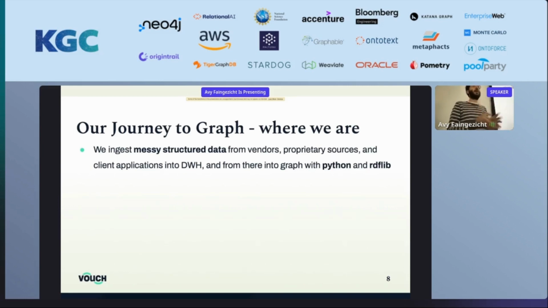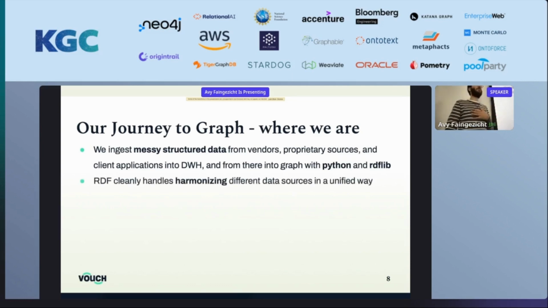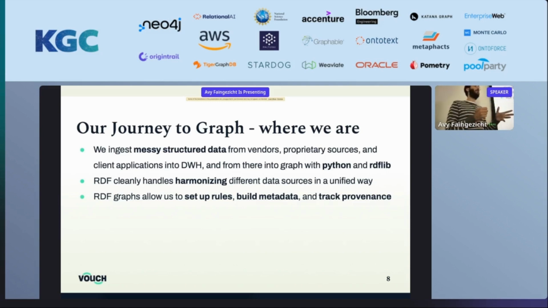We're a Python shop, so we use Python, and we've found that RDFLib is a really powerful library to make use of in terms of taking a lot of that messy structured data and transforming it into RDF. And like a lot of the other talks, we've found that RDF is a really nice way of translating all these different data models into a single unified model that we can leverage inside the graph.